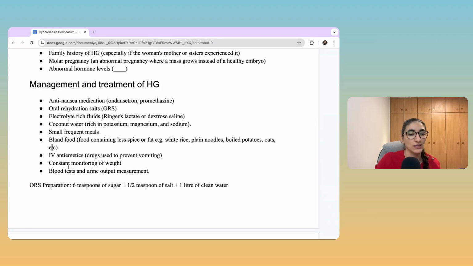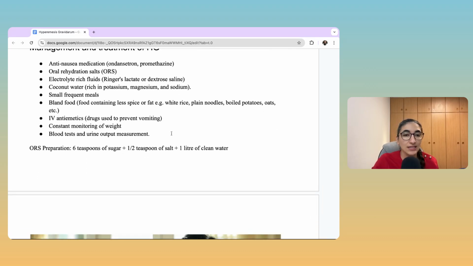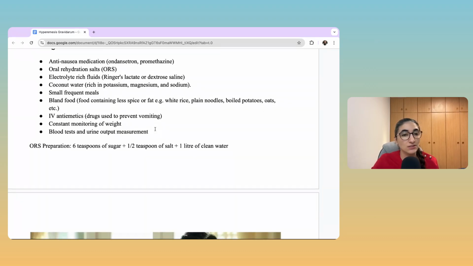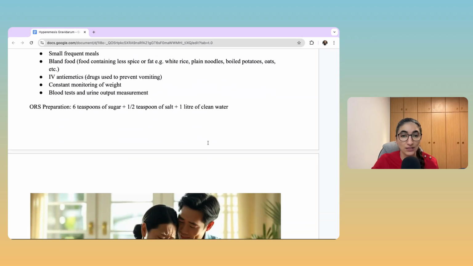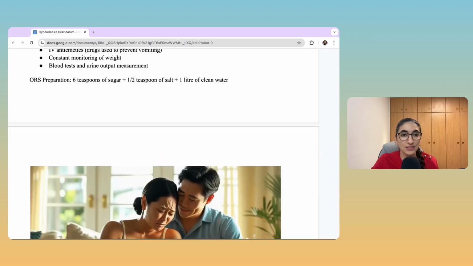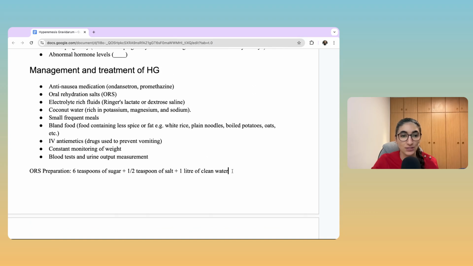So I think that etc. is just with the period point in the wrong place. And then we don't need a full stop on the last bullet point. Then you've got ORS preparation down here, which seems a little bit out of place. So I would probably move that up here.